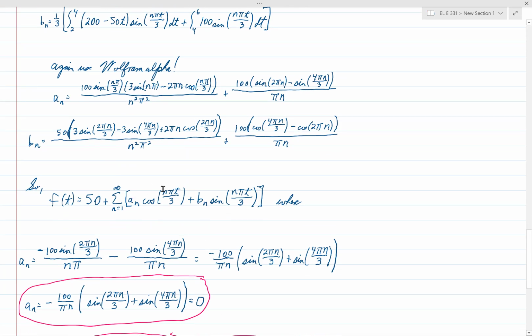Right here. Here's the easiest way to see it. The a_n's are the coefficients of the cosine terms, which are the even terms. So the only even term in this function is 50. Everything else in this function is odd.